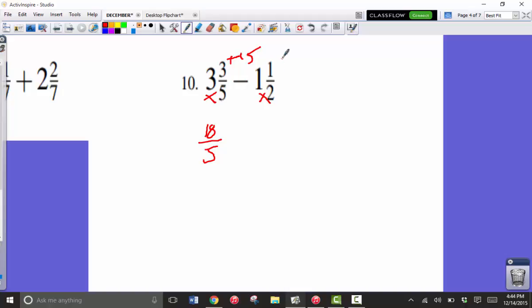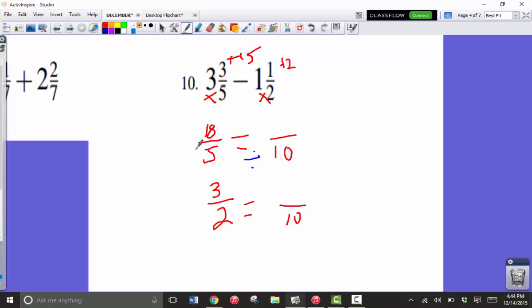Do the same thing with your second fraction. 1 times 2, 2. Add it with the numerator. 2 plus 1, that's 3. Keeping the same bottom number. Now you're at a part that looks familiar to you. So we're going to find our common denominator. Using the multiplication chart, you will realize your common denominator is going to be 10, the least common denominator.